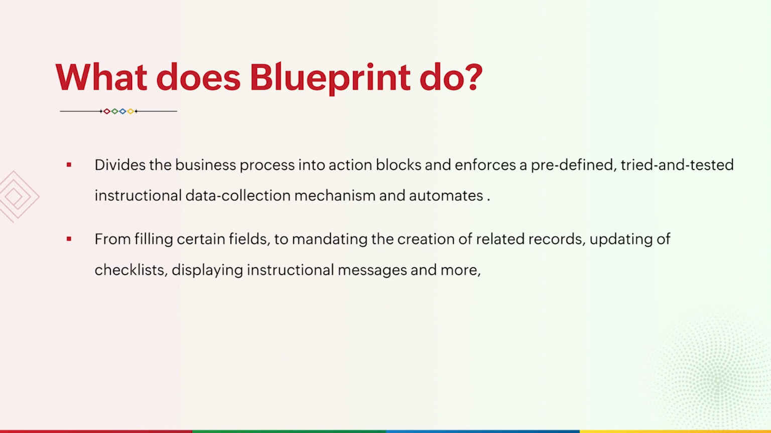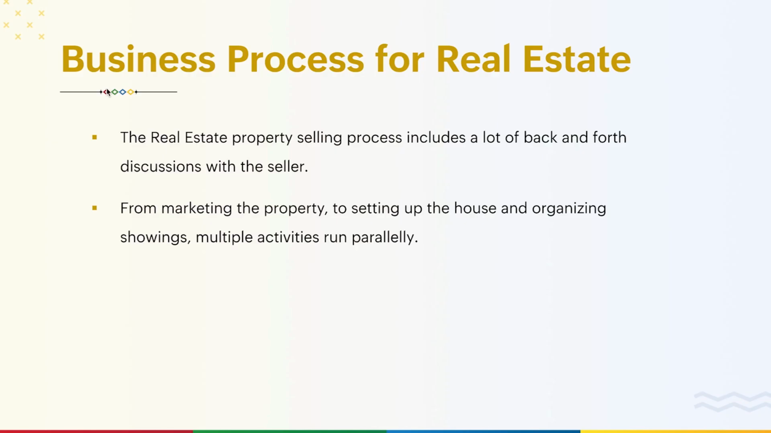Not just this, once the Blueprint process is mapped out, the admin can also map out different possible scenarios or different possible paths that the record can take across different combinations, which all together come to form the entire business process. There are two major aspects to a blueprint: states and transitions.